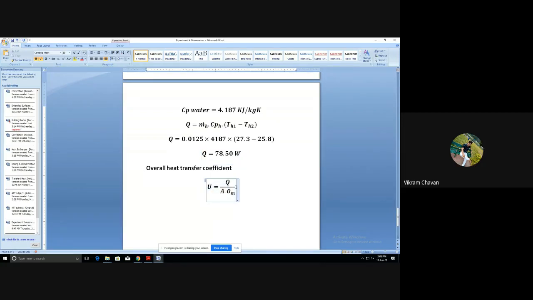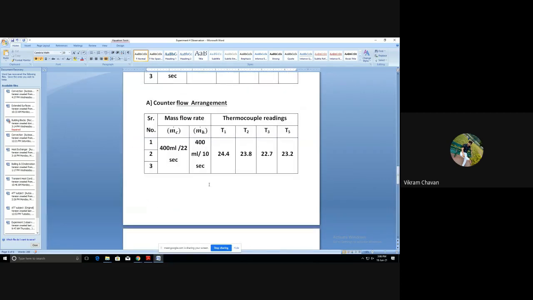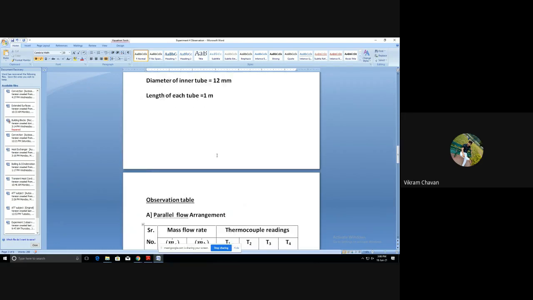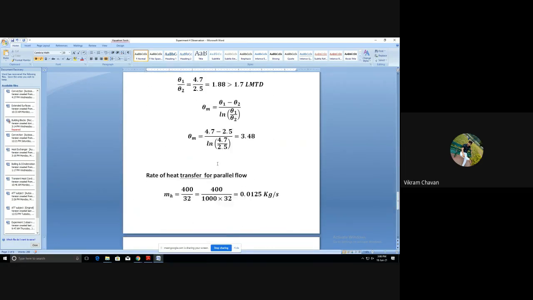U is equal to Q divided by A. For that reason you require the area, pi dl, the surface area for the tube. So in that case you have the values of L and D. The tube diameter is 12 mm and the length of the tube is 1 meter. So consider the diameter in meter, 12 mm multiplied by 10 raised to minus 3, and then do the calculation for area.